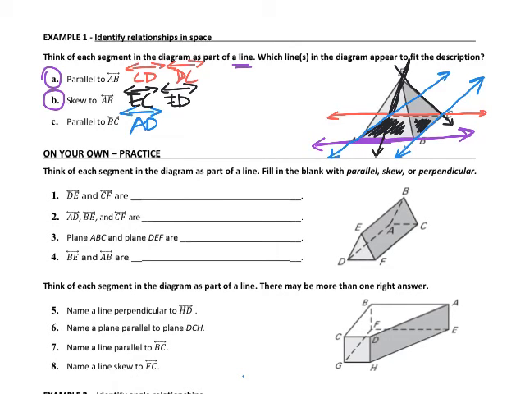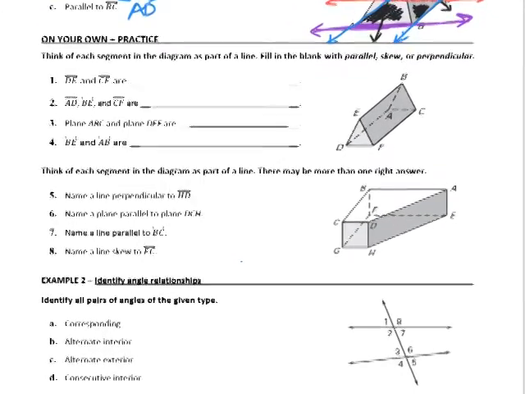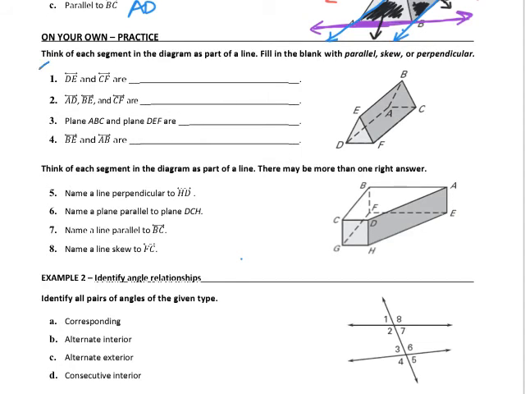Parallel, again, remember that just means that it does not intersect, but it is on the same plane. It is coplanar. All right, so you're going to be doing the problems that say on your own practice, so that's going to be numbers 1, 2, 3, and 4, and then 5, 6, 7, and 8. Please do what they're asking you here in terms of perpendicular, parallel, skew. You should have those definitions on the front side of your page.